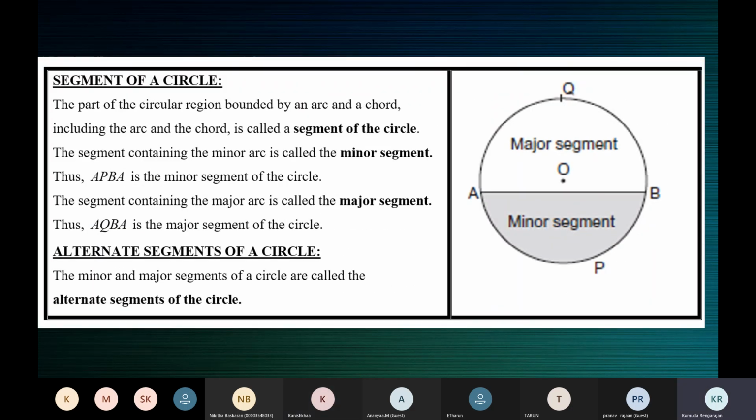Segment of a circle. The region bounded by a chord and an arc. Minor segment, major segment.